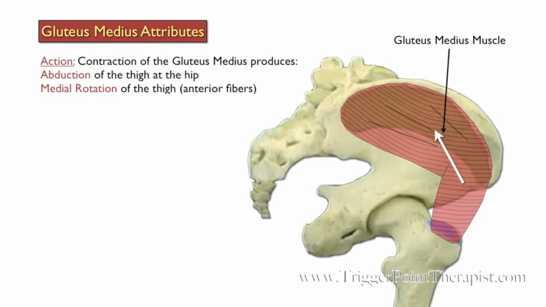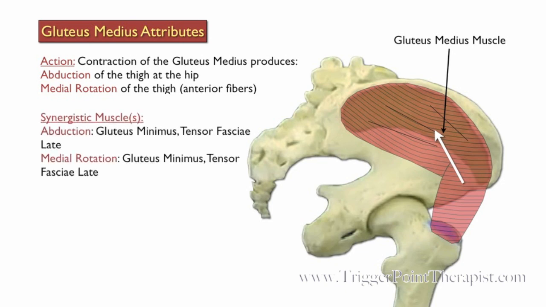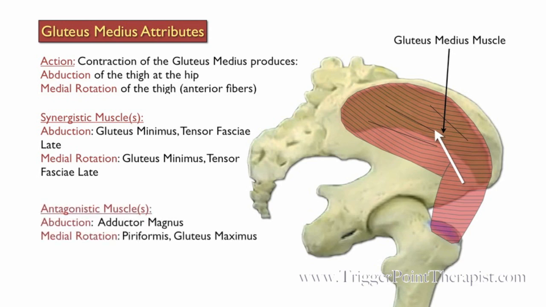Contraction of the gluteus medius muscle produces abduction of the thigh at the hip and medial rotation of the thigh by its anterior fibers. The gluteus minimus and tensor fasciae latae are synergistic during abduction, and the gluteus minimus and TFL are synergistic during medial rotation. The adductor magnus opposes the gluteus medius during abduction, and the piriformis and gluteus maximus oppose it during medial rotation.